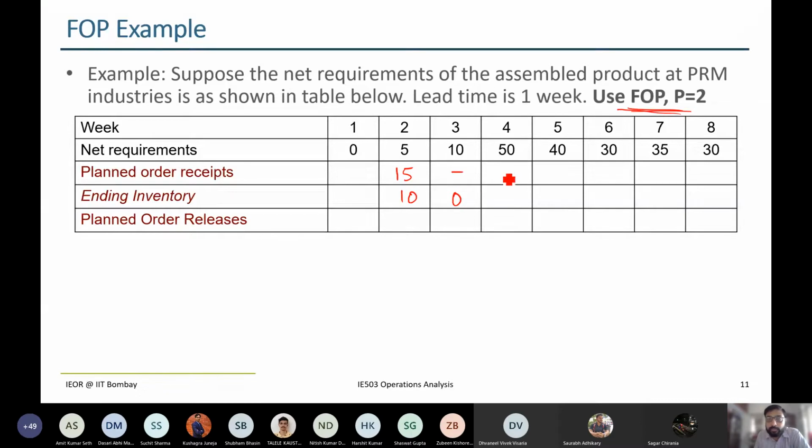So when I come to the fourth period, again, I do it for 2 consecutive periods. So I do 90. Ending inventory in period 4 will become 40 because 90 minus 50 is 40. And that 40 gets consumed in the next period. So I get 0. And here it becomes 65, 35, the same logic. And I get 30 right here. And in planned order release, all we are going to do is shift it by 1 period, which is the lead time that is given.